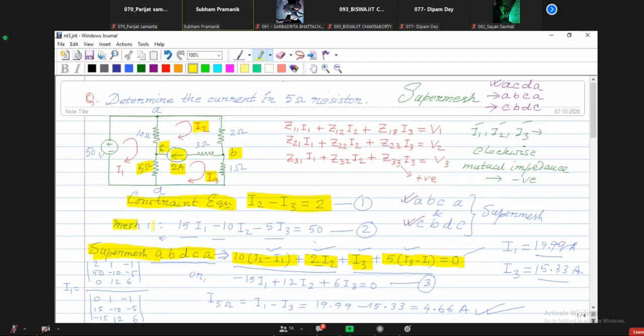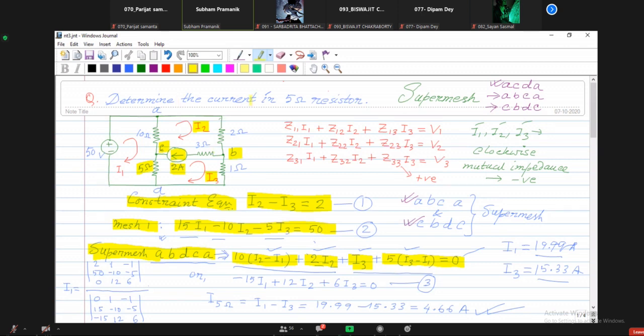And mesh 1, which is not a super mesh, you can definitely write the mesh equation. What is that? By inspection, 10 plus 5, 15 self impedance multiplied by I1, minus 10 I2 coupling impedance or mutual impedance, minus 5 I3 equals to 50. That's your third equation. Simple, isn't it?